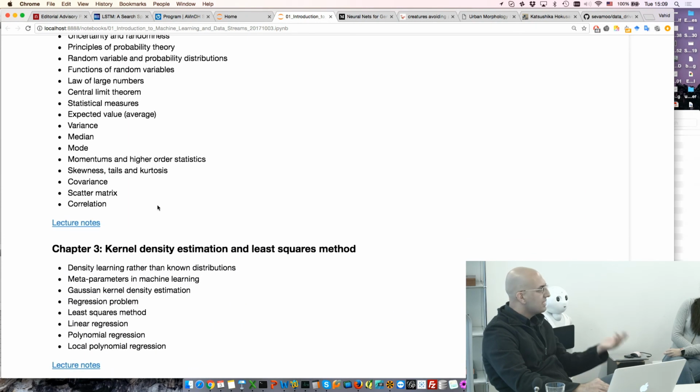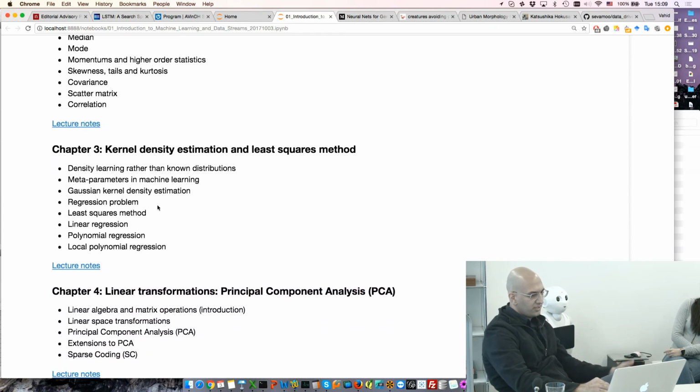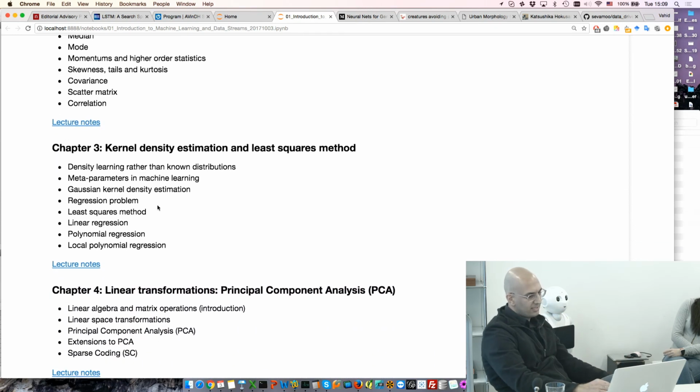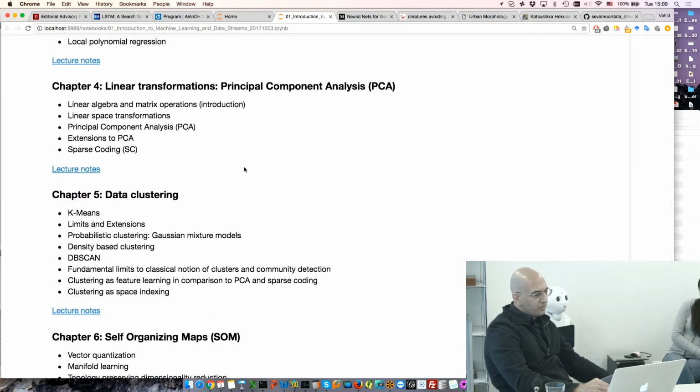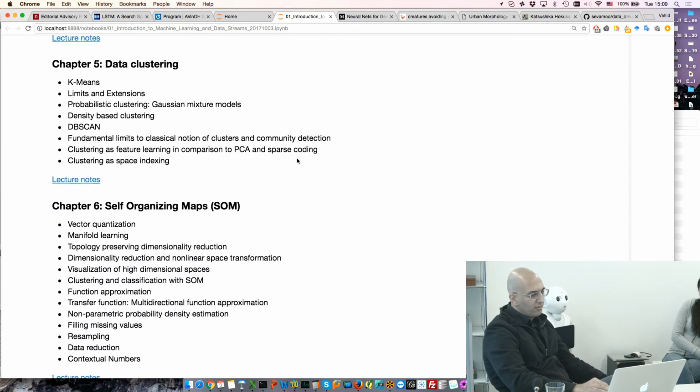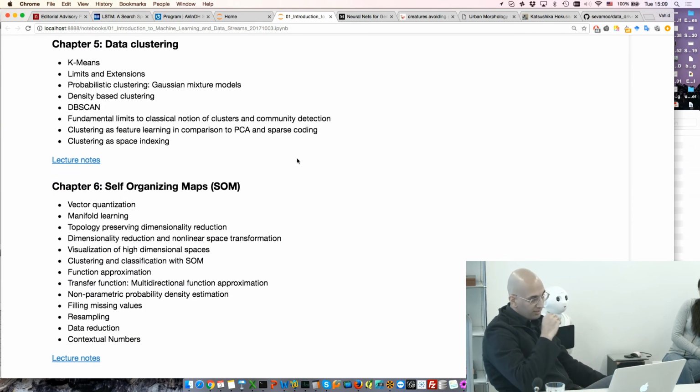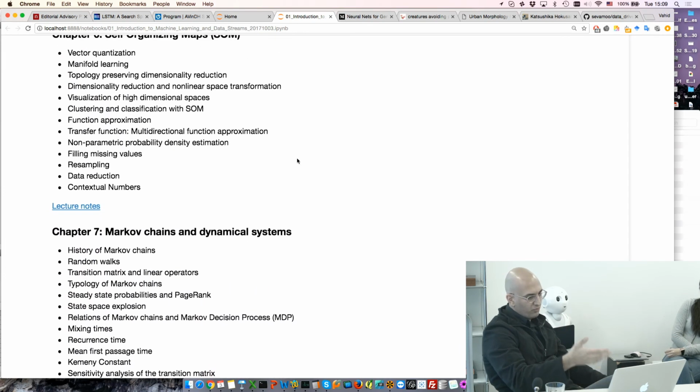Maybe we can skip this if you know it. One session on the statistical methods and estimation methods, like kernel density estimation, and linear transformation. Maybe you have heard about PCA or data clustering. These are very generic techniques that are everywhere in all of these applications. Then the self-organizing map, which we have been working on at Archer for the last 5-6 years.